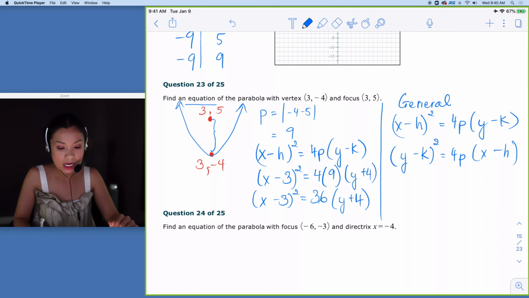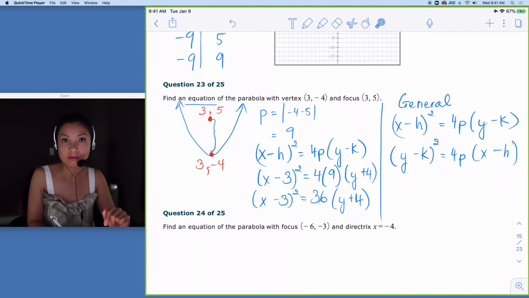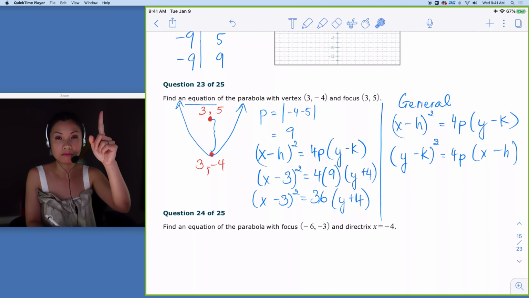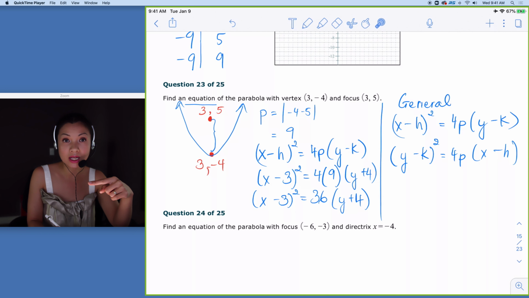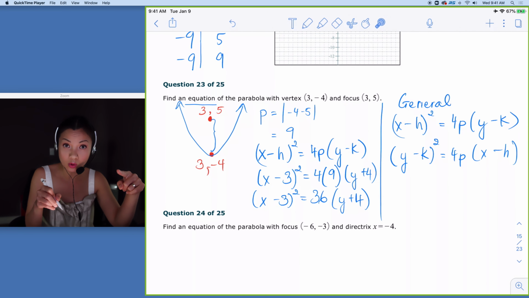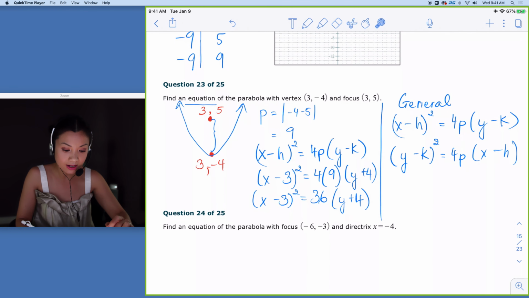All right, now this number right here is positive because we have the parabola opened upward. You have to put a negative in if it's open downward. For the other one, if it opens to the right, it's going to be positive. If it opens to the left, it's going to be negative.